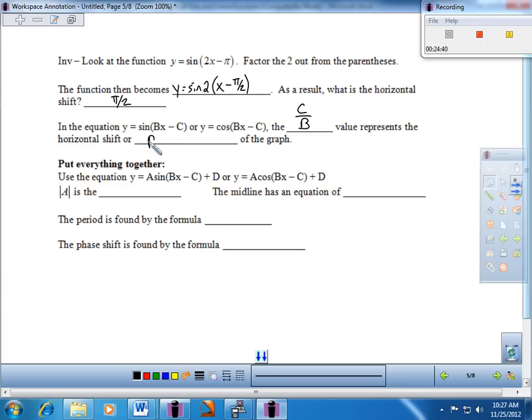For trig functions, it's not always called the horizontal shift. It's called, most of the time, a phase shift. So write that in there for me. So you'll hear me put it together as the phase shift of the graph. So c over b, everyone. Okay, well, 4 characteristics, everyone. Let's put them together and try a couple examples and just move forward from there.